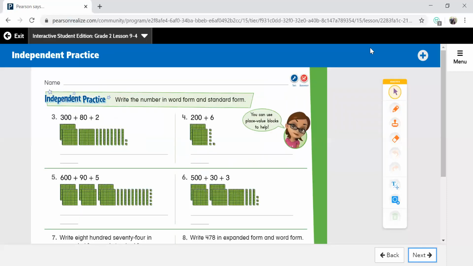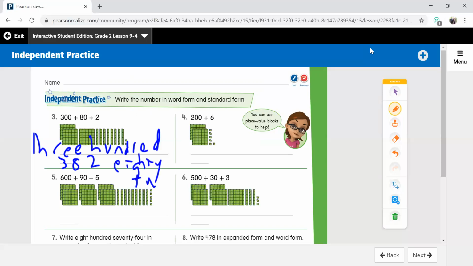All right, let's practice. Write the number in word form and standard form. Let's take a look at number 3. It's in expanded form. It says 300 plus 80 plus 2. That is 382. Now they want us to write it. It's going to be a little difficult for me on here. There's just not enough room. Really need to do that with a pencil.